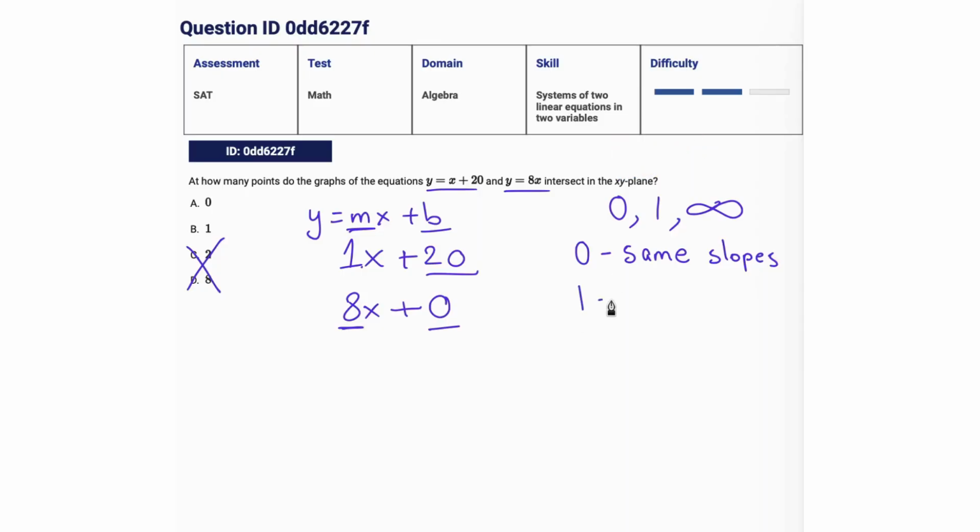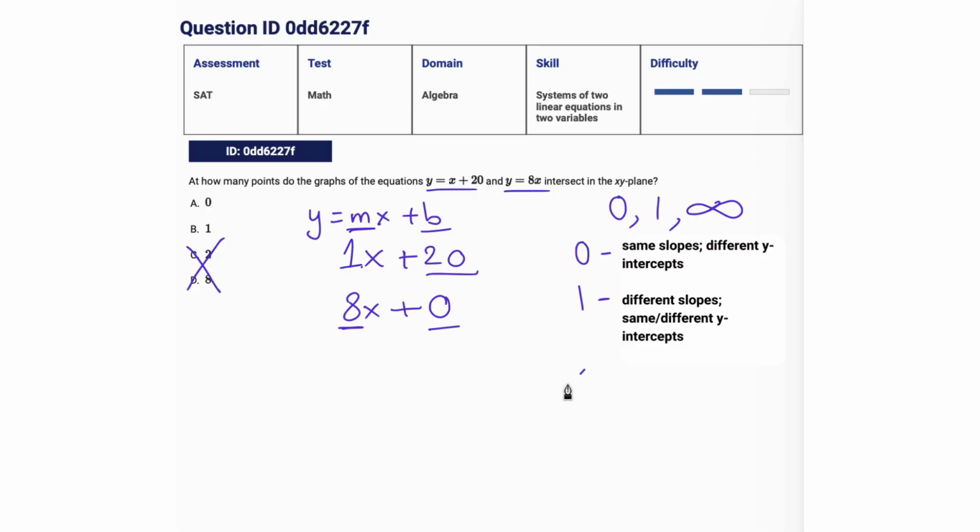The second case is when you have one intersection. That is bound to happen when you have two lines. I mean, two lines can only have one intersection, zero intersections, or infinite intersections, correct? So that happens when you have different slopes and different y-intercepts. Okay, so different slopes. Oh, I forgot to write something here, which is y-intercept.